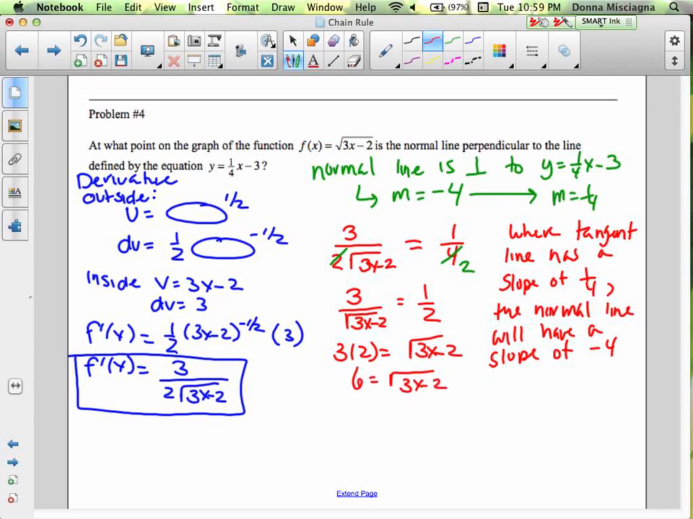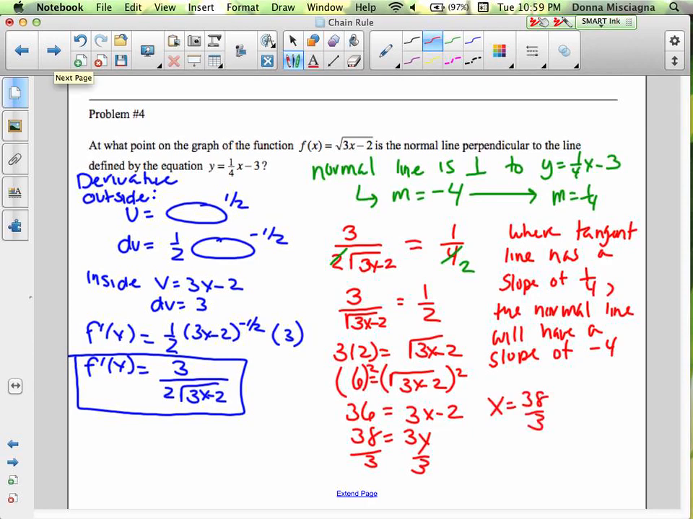We have to get rid of that square root, so we're going to square both sides. So 36 equals 3x minus 2. Add 2 to both sides. 38 equals 3x, and then divide by 3. Just leave it like that. X equals 38/3. That's where. All right, and so what point? We're not quite done. That's the x. It's at what point?